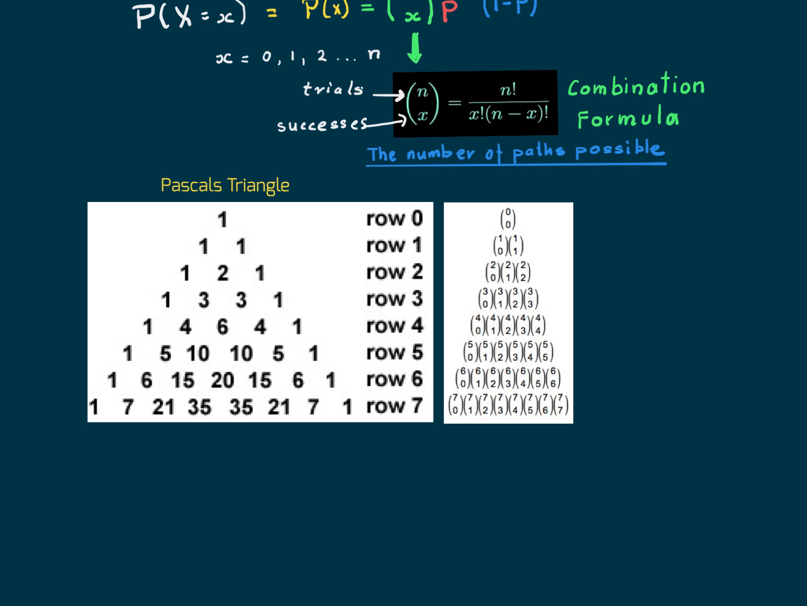The numbers in the Pascal triangle are related to the combination numbers. For example, if you have a look at row 3, the combination numbers show us that if there are 3 trials, then there's only one possible path for 0 successes. There are 3 possible paths for obtaining 1 success, 3 possible paths for obtaining 2 successes, and only one possible path in obtaining all 3 successes. This can be best represented by a tree diagram.